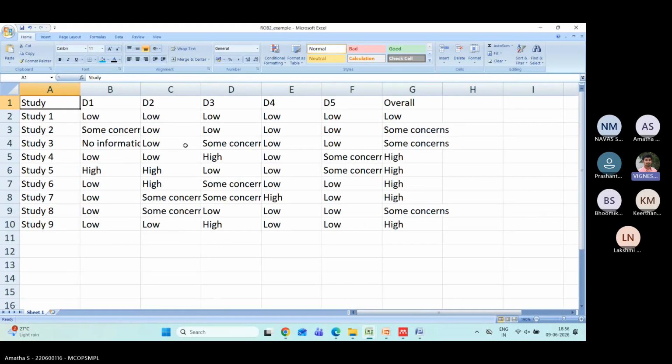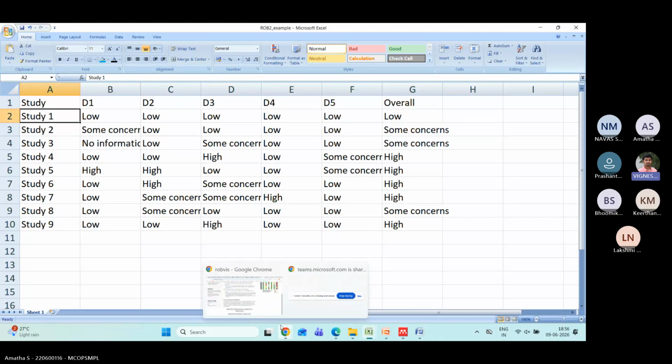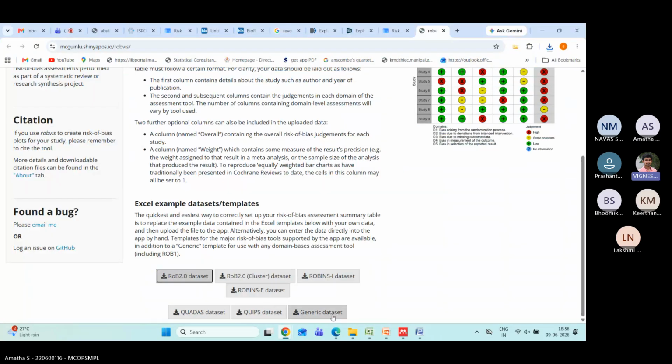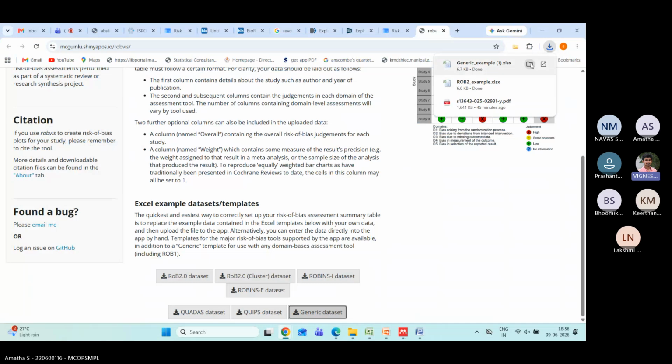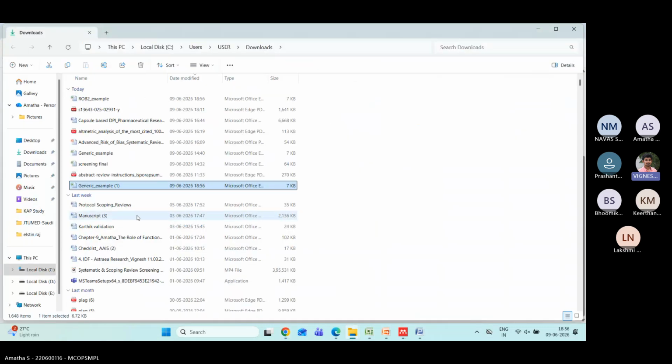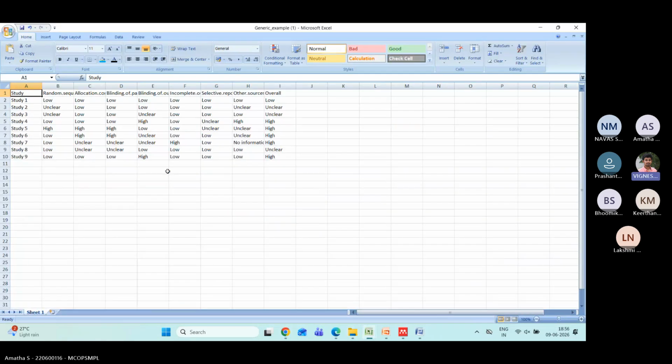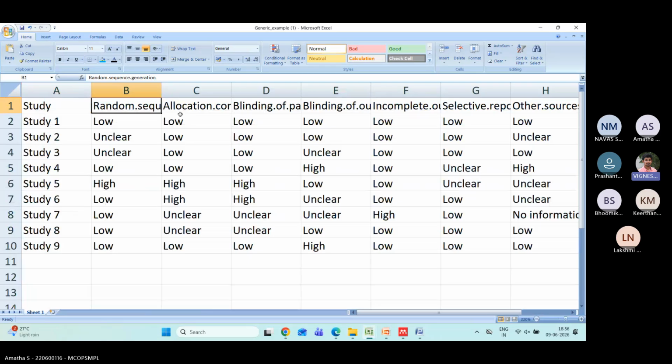In this format, there are D1, D2, D3, D5, overall, and study 1. Instead of study 1, you have to write the first author name and year. I have done a generic, like what you would call a crossover study, so I just downloaded the generic data sheet. The generic data sheet will be like this. Some sequence, something they have written.